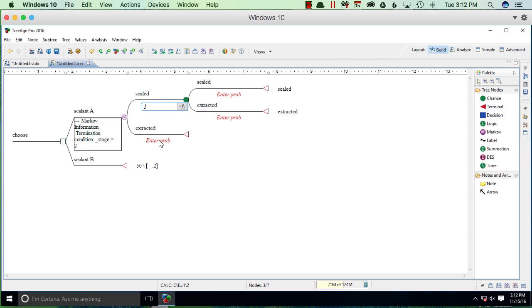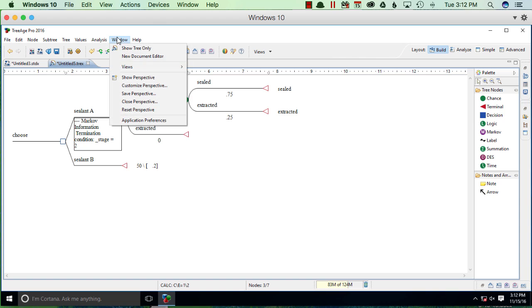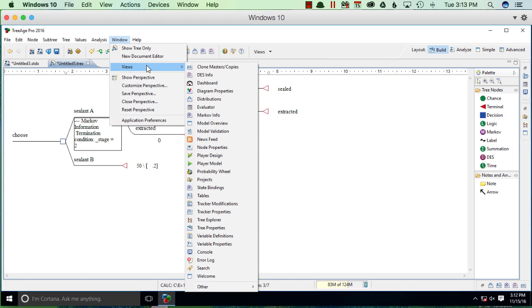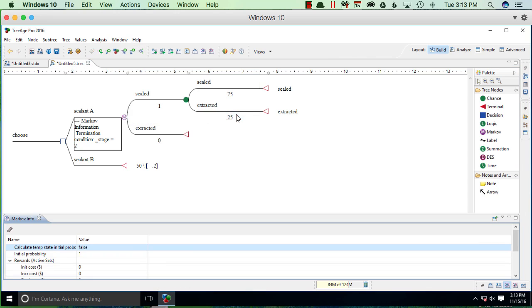So now each year, remember each year, each stage of the Markov model, each stage of the loop structure, sealant A could stay sealed or the tooth could become extracted. If it's extracted, you're done. If it stays sealed, then the next stage, there's a 75% chance that it loops back into sealed, 25% that it moves into extracted. And I'm just going to go to the Markov info for the sealant A here.